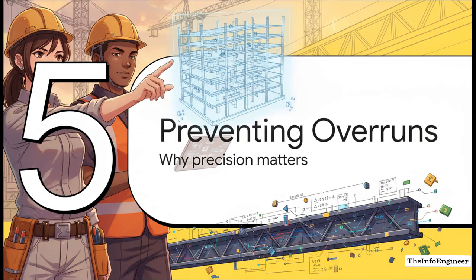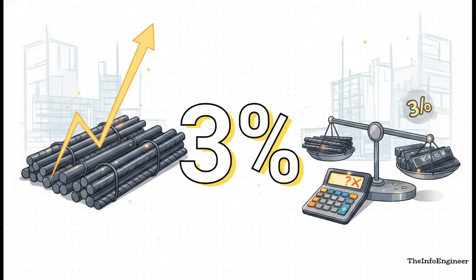This brings us to Section 5, Precision Prevents Overruns. Let's talk about why precision matters so much. Okay, I really need you to listen closely here, because this is exactly where junior engineers make mistakes that end up costing millions. As we saw in our beam calculation, a standard wastage factor is almost always added to the total calculated weight of the rebars.